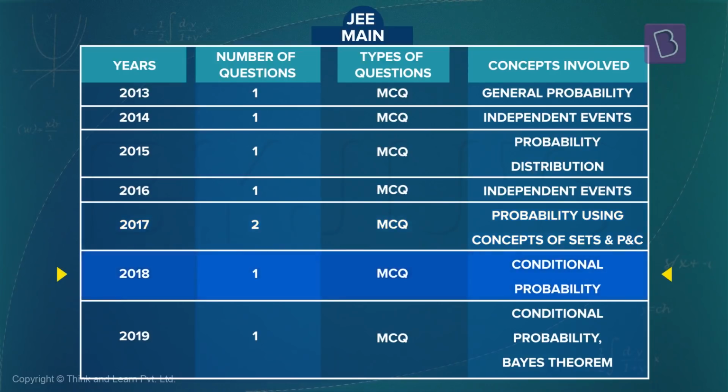2018 was a year when conditional probability found application in the question papers. Different papers and different questions, but predominantly these questions tended to be from the concept of conditional probability. And in the questions of 2019, again 1 question, conditional probability was sometimes tested, Bayes' theorem was sometimes tested. So again, mostly conditional probability was what was focused on in the different papers of 2019.